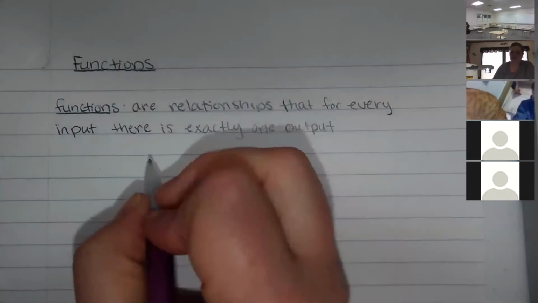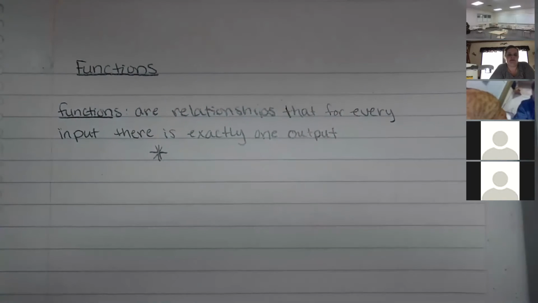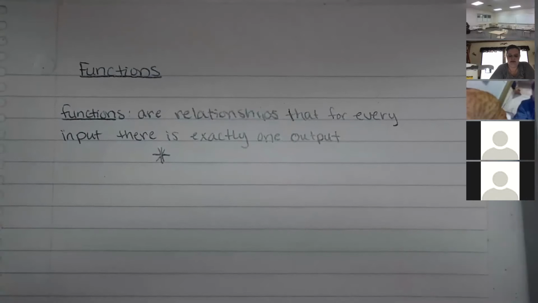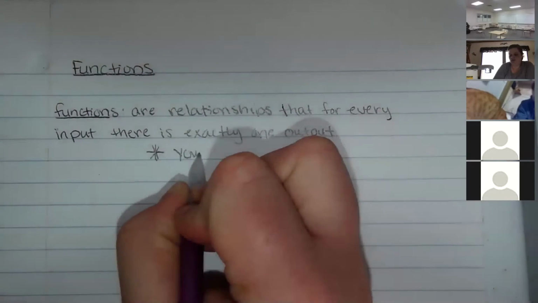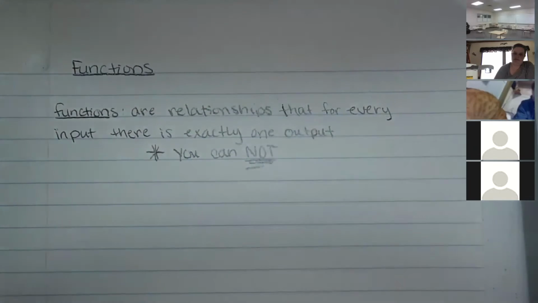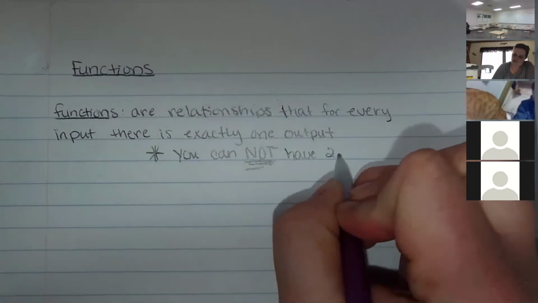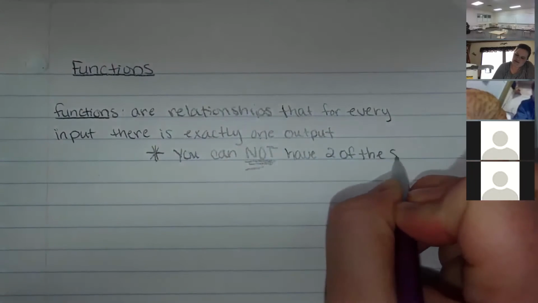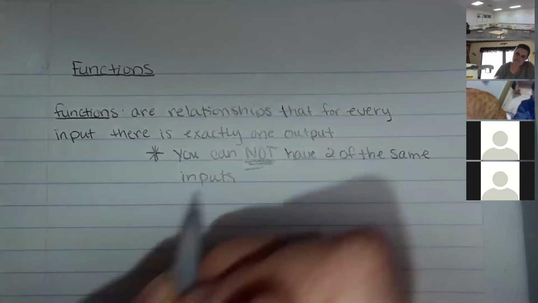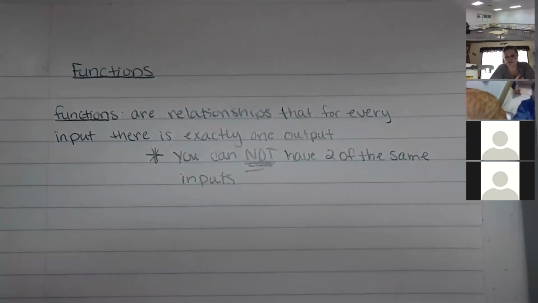So what you need to know from there, like a big star or a big asterisk, what I want you to take away from that is that you cannot have two of the same inputs. So in order for it to be a function, you can't have two of the same inputs.